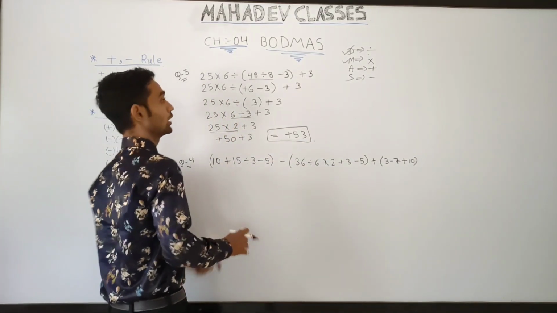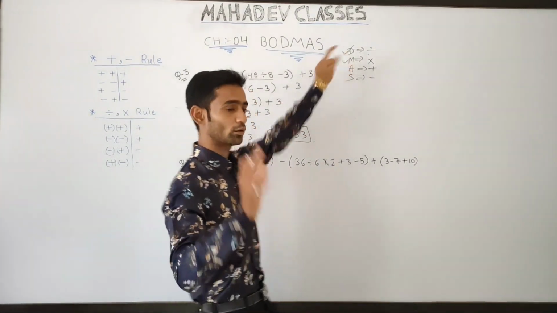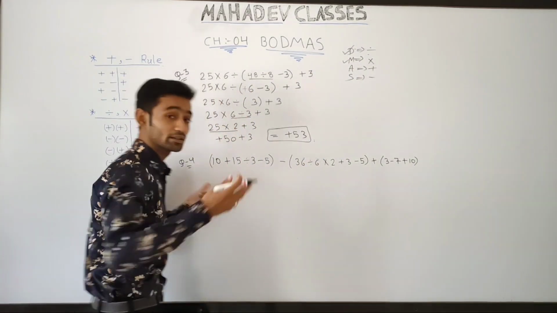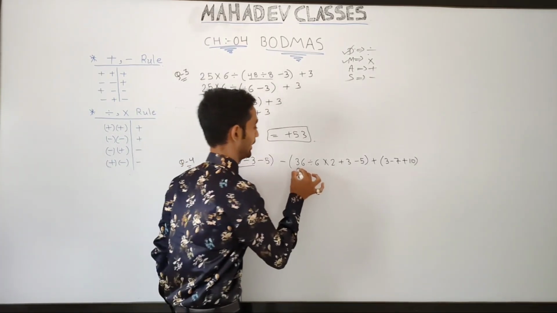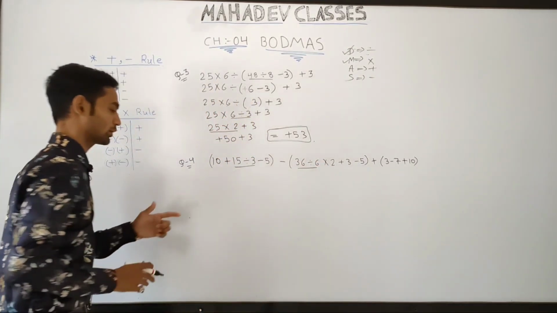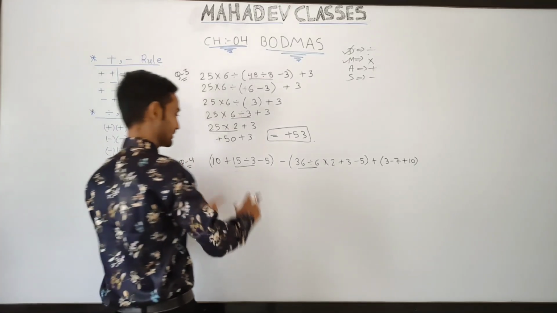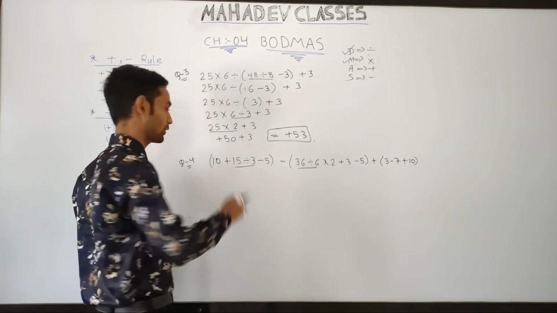See, first of all, go for that D. Okay, where are the division symbols? See, here and here. Okay, so first of all we will do the process of division.